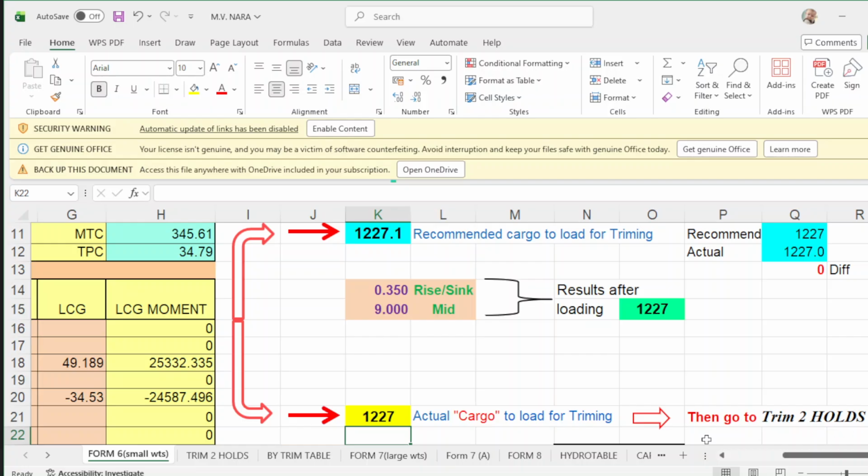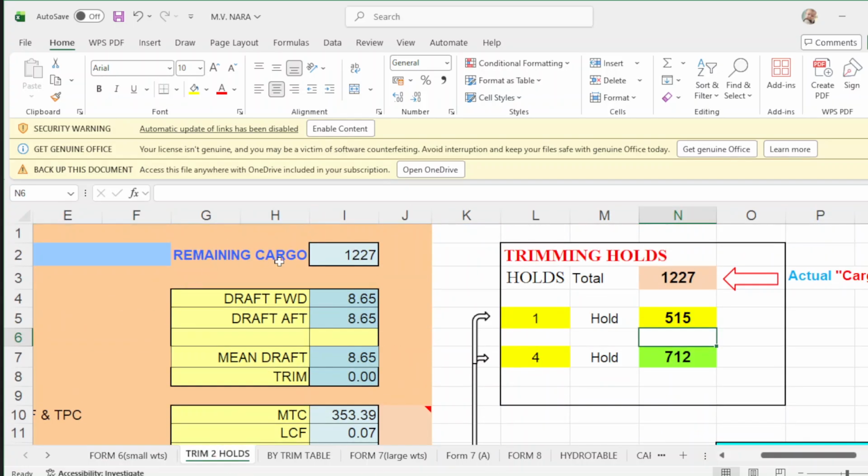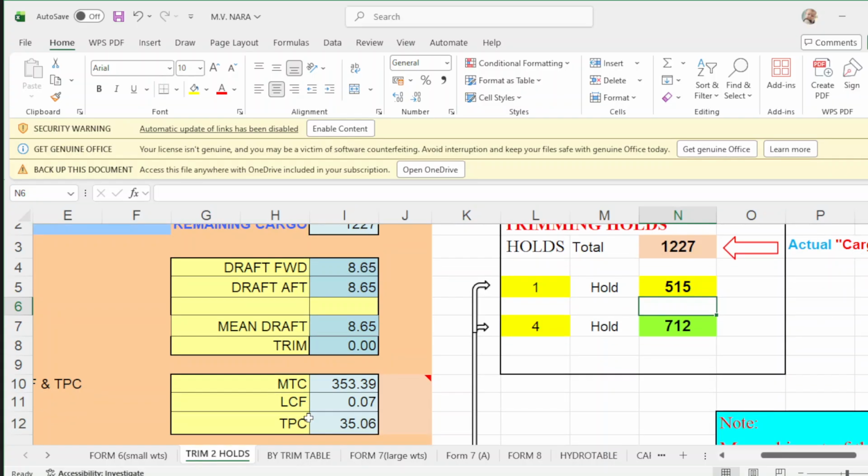Then you go to form 2. Take note of the remaining cargo to load is 1227. This is your initial draft. This is your main draft. And this is your MTC, LCF, and TPC. So your trimming hold is, for example, 1 and 4. Okay.